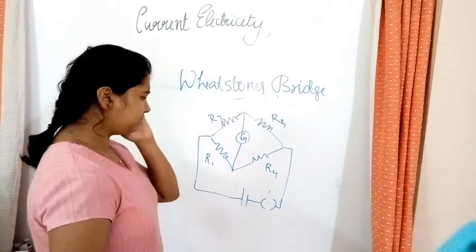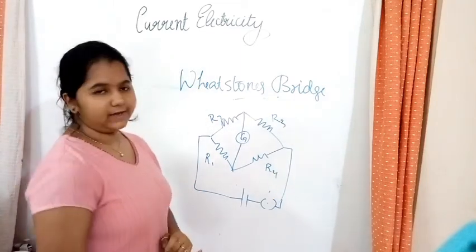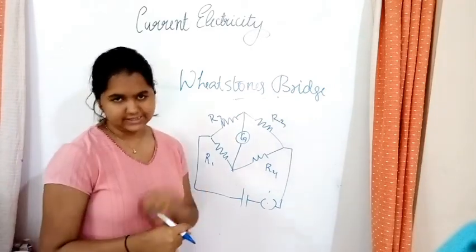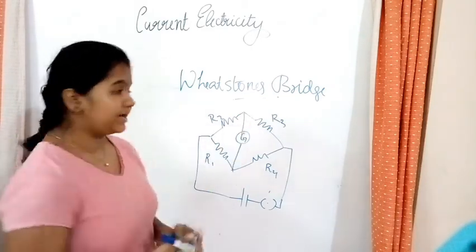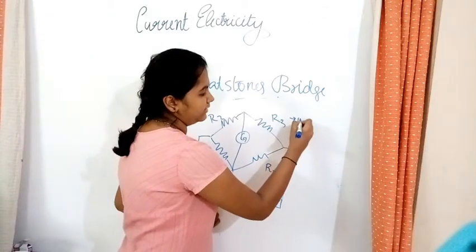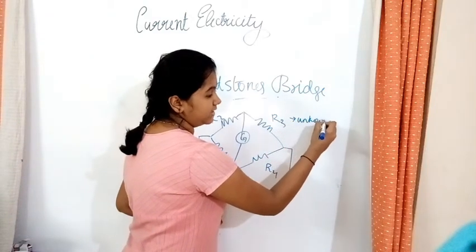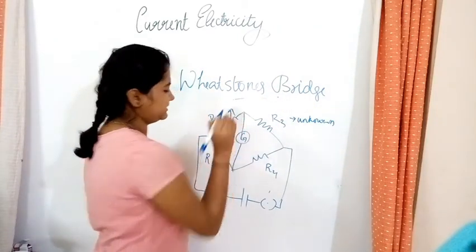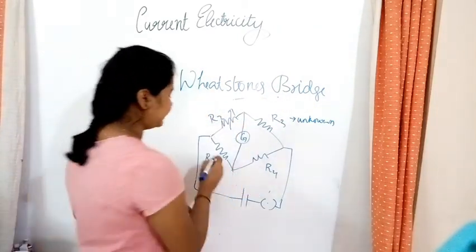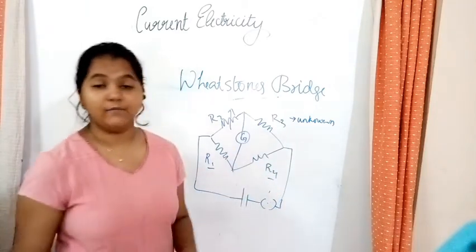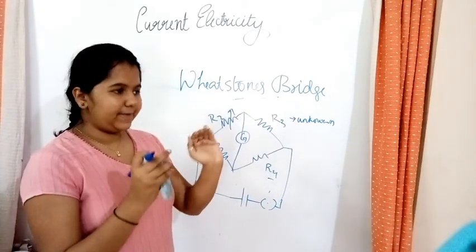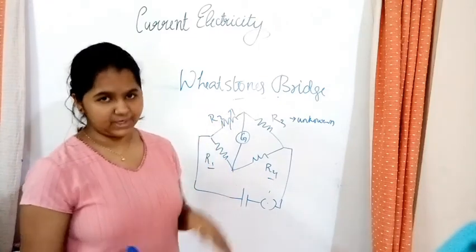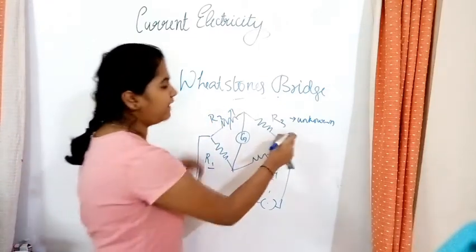Usually Wheatstone's bridge is used to find out an unknown resistance. Let's take R3 to be our unknown resistance, and we have to find out the value. And R2 is the variable resistance. It can vary. Whereas R1 and R4 are known resistors. So by adjusting the values, you can get the value of R3.